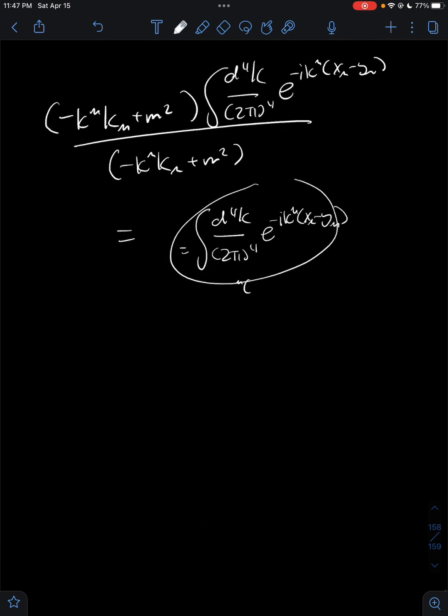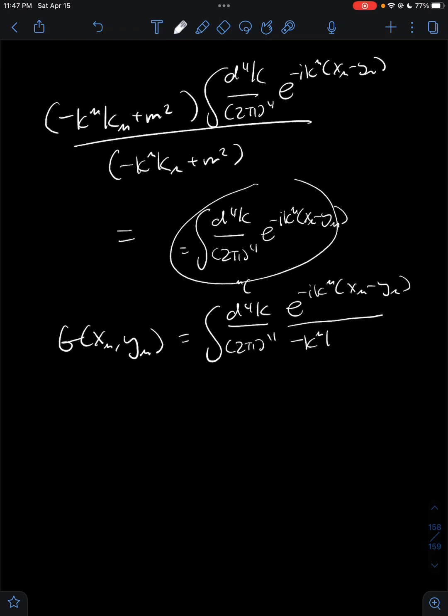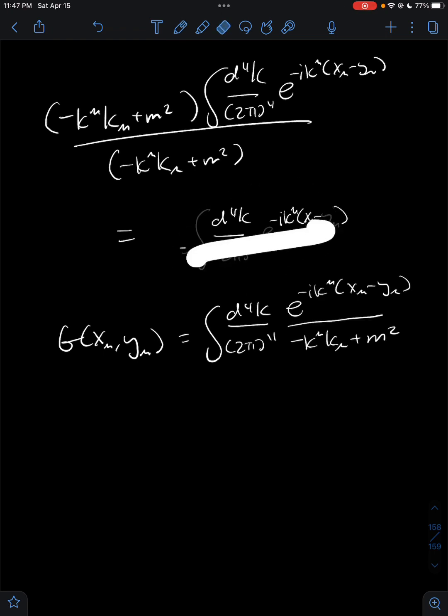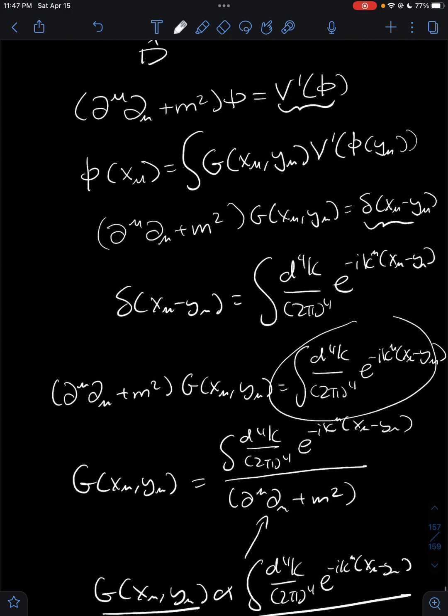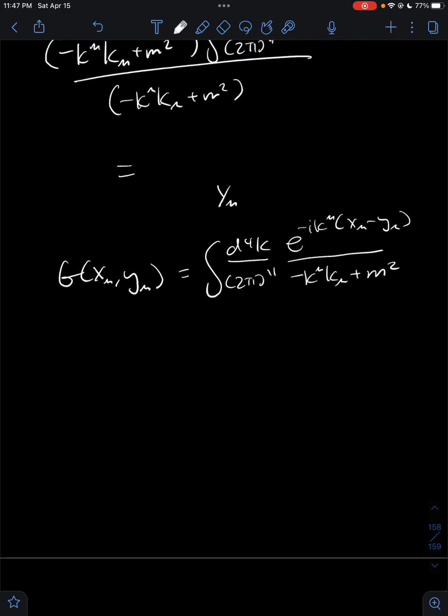So this means that g of x^μ, y^μ is just going to be this over here. Alright, so note that y^μ, by the way, is just some space-time point. The variable doesn't actually matter that much. It's just an intermediate kind of thing, but it's just some general other space-time point.